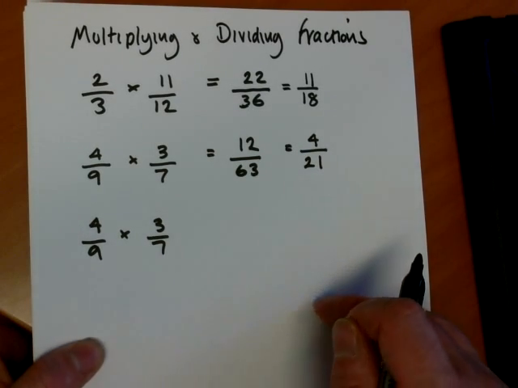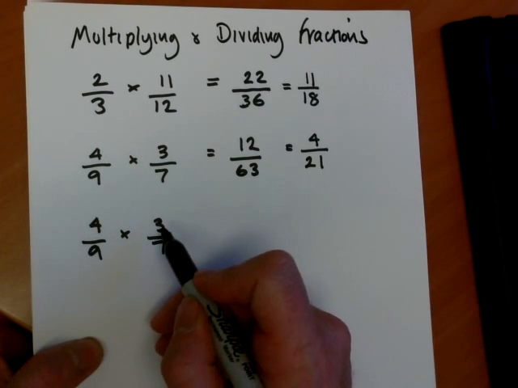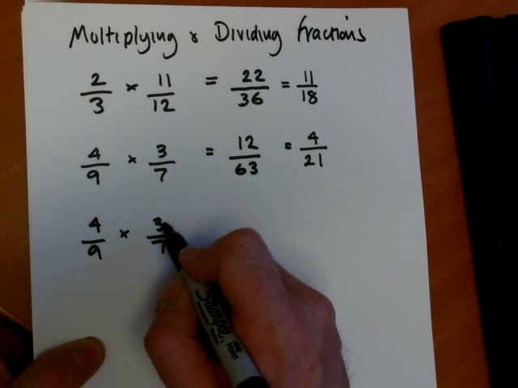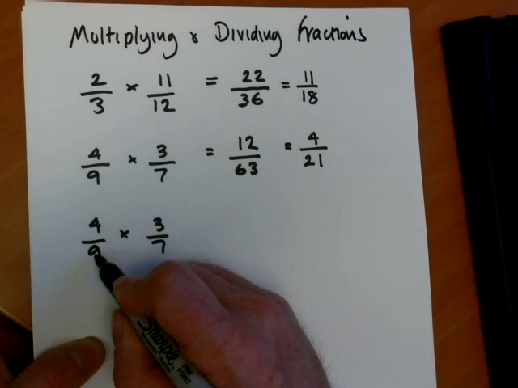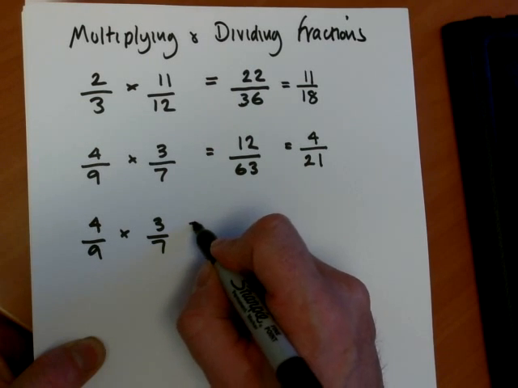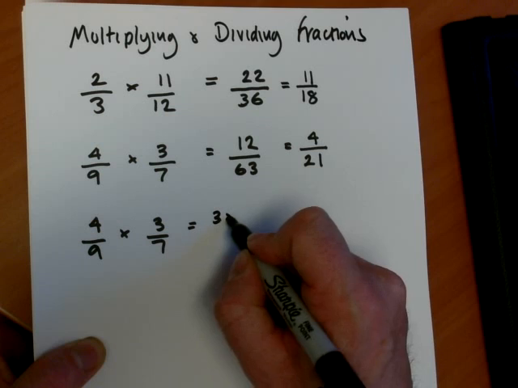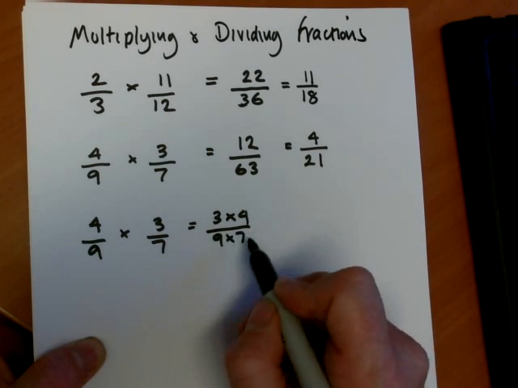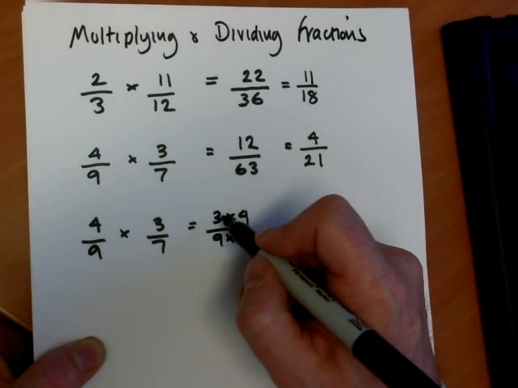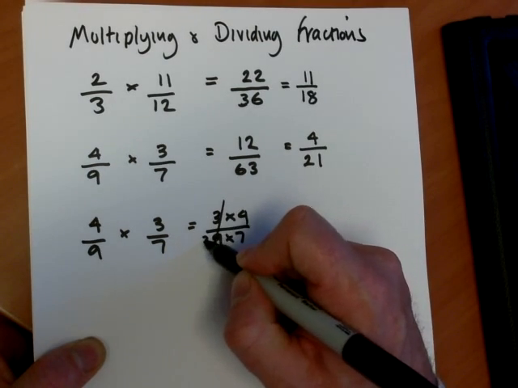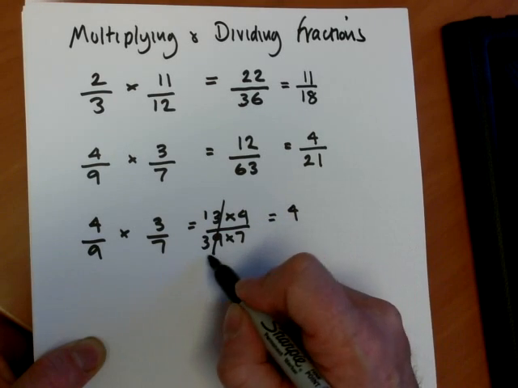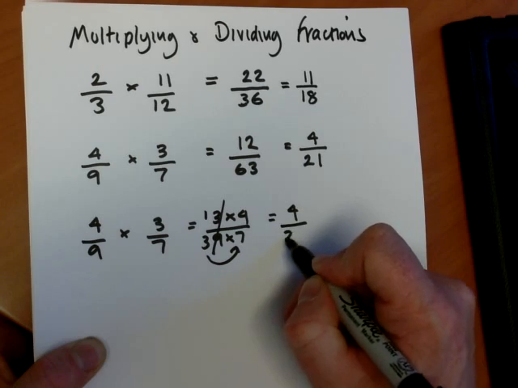There is a simpler way to do this. Before you start multiplying, look to see if there are any numbers on the top and the bottom that will cancel out. We can see that this 3 would go into that 9 three times. Another way of thinking of that, we could write it as 3 times 4 over 9 times 7, because when we multiply, it doesn't matter which order we do it. So that 3 goes into 9 three times, and we'll leave a little 1 there. So 1 times 4 is 4, and 3 times 7 is 21.